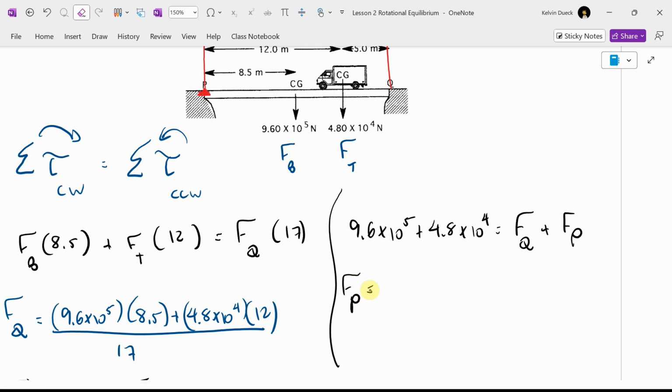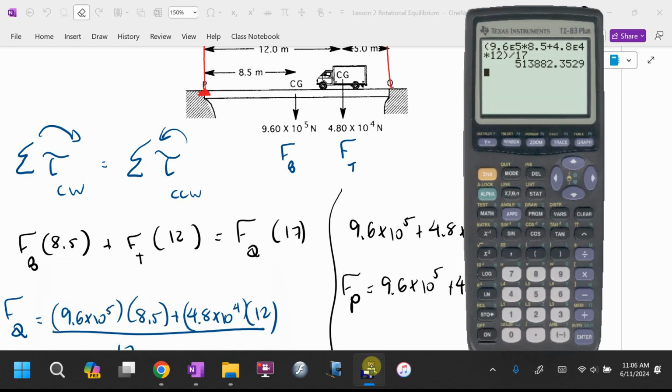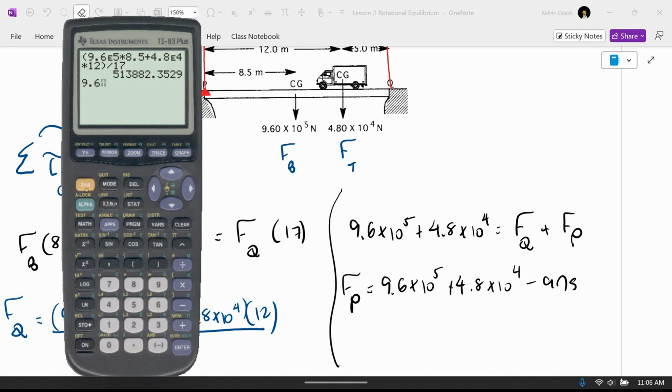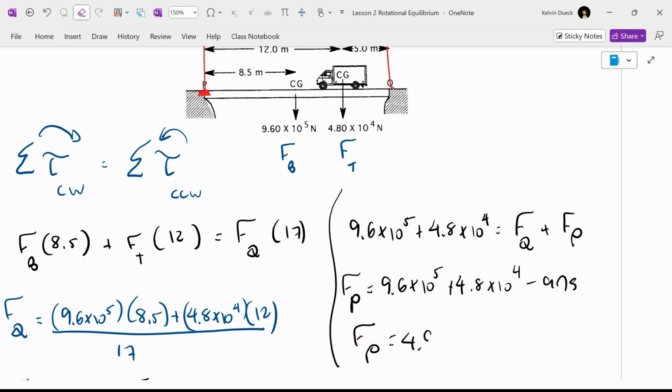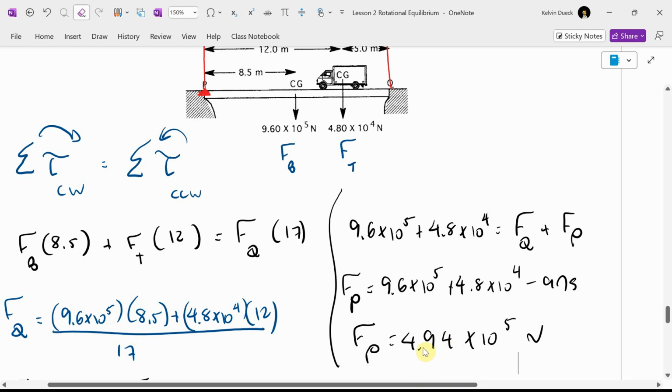FP is going to be 9.6 times 10 to the fifth plus 4.8 times 10 to the fourth minus FQ. I'm going to write the answer button because that's what I'm going to be doing on my calculator. And I get FP is pushing up with 494,100, 4.94 times 10 to the fifth. Now, as that truck moves to the left, FP will be getting bigger, FQ will be getting smaller, but they'll both add to whatever's down to make sure the bridge doesn't sink into the ground like quicksand.